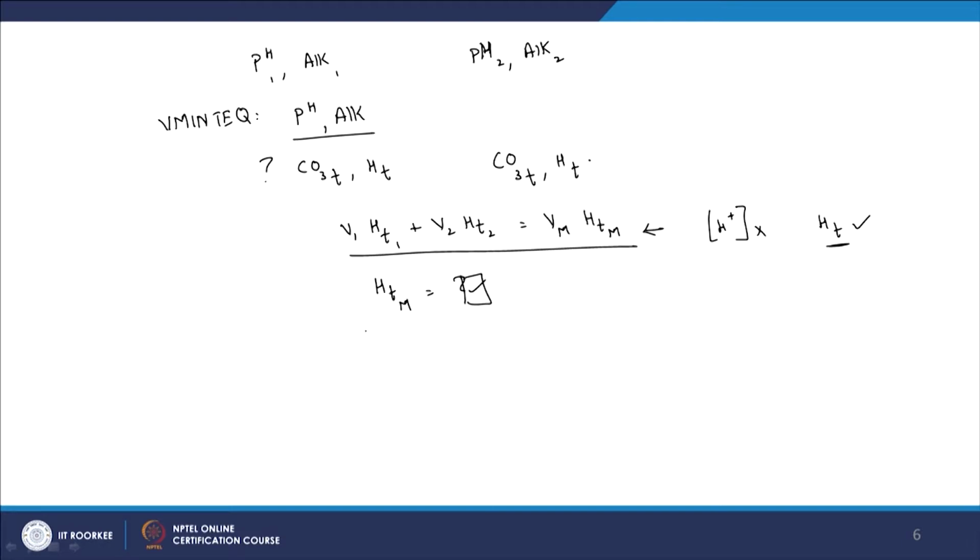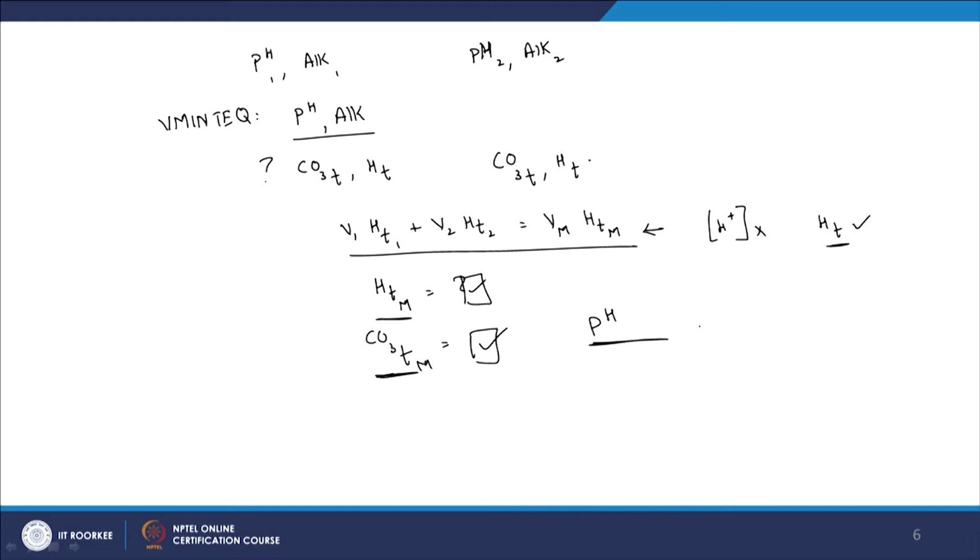And similarly I can conduct the balance on what now? CO3 total, which we looked at earlier, and I can then calculate CO3 total of the mixture. I can have that too. And again what do I have? H total and CO3 total. So I can just plug in these two values in Vmintech, and what will I end up with? I will end up with the pH of the mixture.